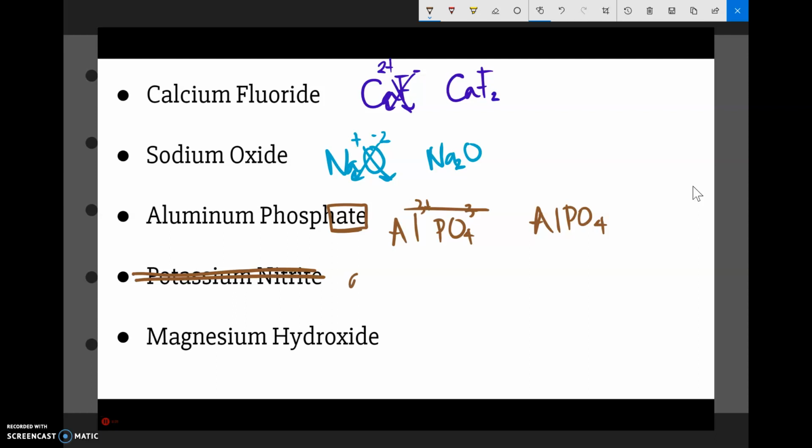Okay, this one is different in your notes. So I'm going to go ahead and change this. This one is aluminum sulfate.